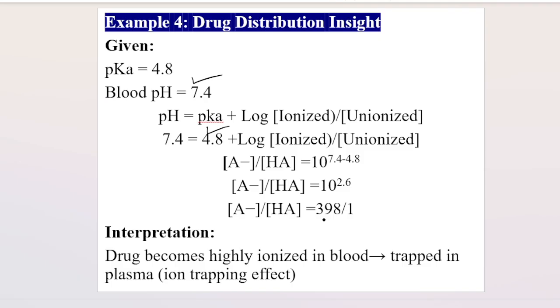So you can say the ionized form of that drug will be more, and the unionized form will be less because the pH has been increased. So this means that the ionized form of the drug is more and the unionized form is less. That means the distribution of the drug into the tissue will be less, because the unionized form is less as compared to the ionized form. So the drug becomes highly ionized in the blood and will be trapped in the blood. It will not be moving to the tissue because the unionized form of the drug is very low.